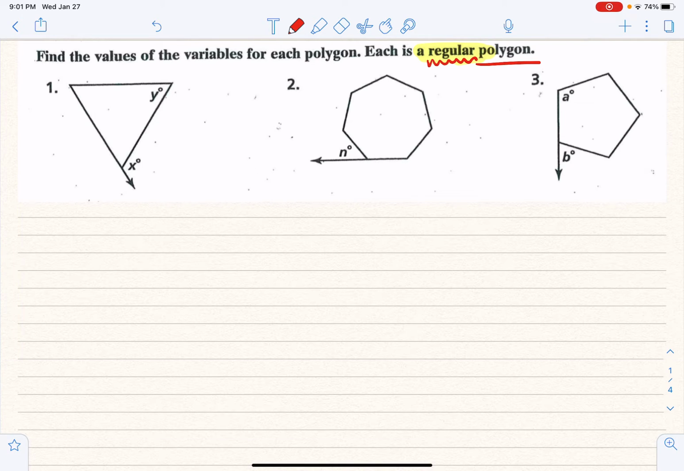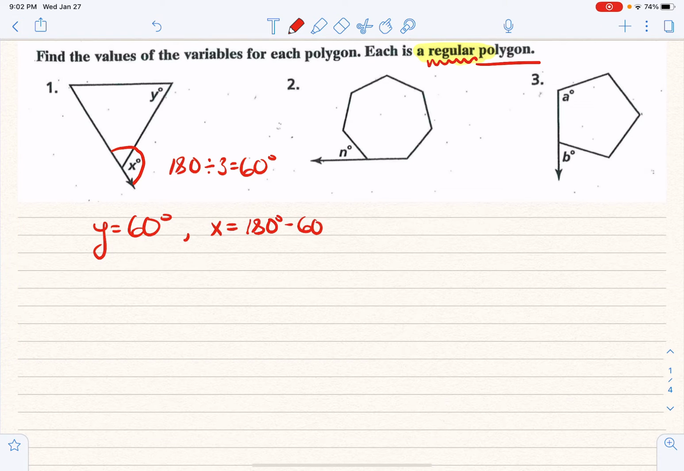But on this one, if this is a regular triangle, that means all the angles are the same size. So I can take that 180 and divide it by 3 and make it 60 degrees. So therefore, y is 60 degrees. Now, x is an exterior angle, and so it's always going to be supplementary to the interior angle. So if the interior angle is 60 degrees, well, then x would be supplementary to that. So it would be 180 minus 60 degrees, which would be 120 degrees. Okay, so there's x and y for number one.